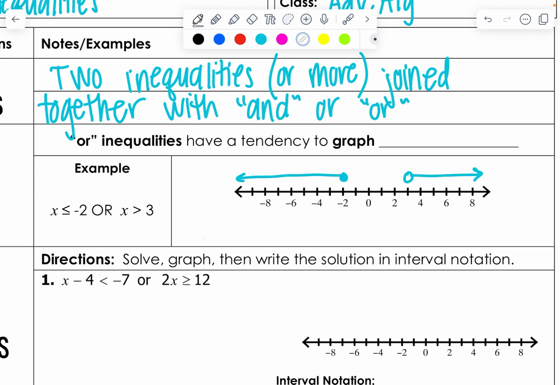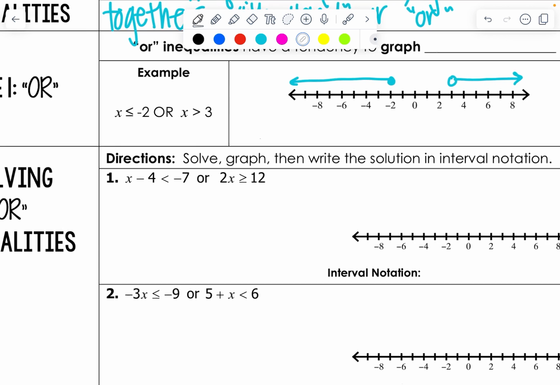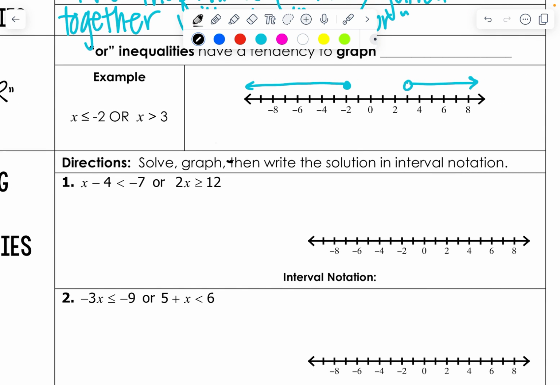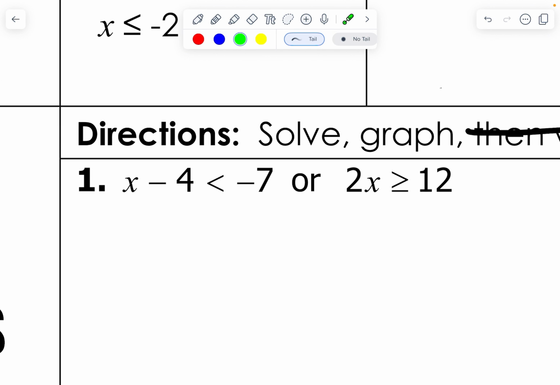Let's get into some examples that have a more full start to finish way to solve this so that you can have some practice with that. So this says solve, graph, and then write the solution in interval notation. So again, we're just going to do the first two parts. No interval notation needed. So as you can see, the way that it looks different from what we've been practicing so far is that you have two inequalities. You have one on the left that says x minus 4 is less than -7. And then our inequality on the right says 2x is greater than or equal to 12. And we're just going to solve those like normal.